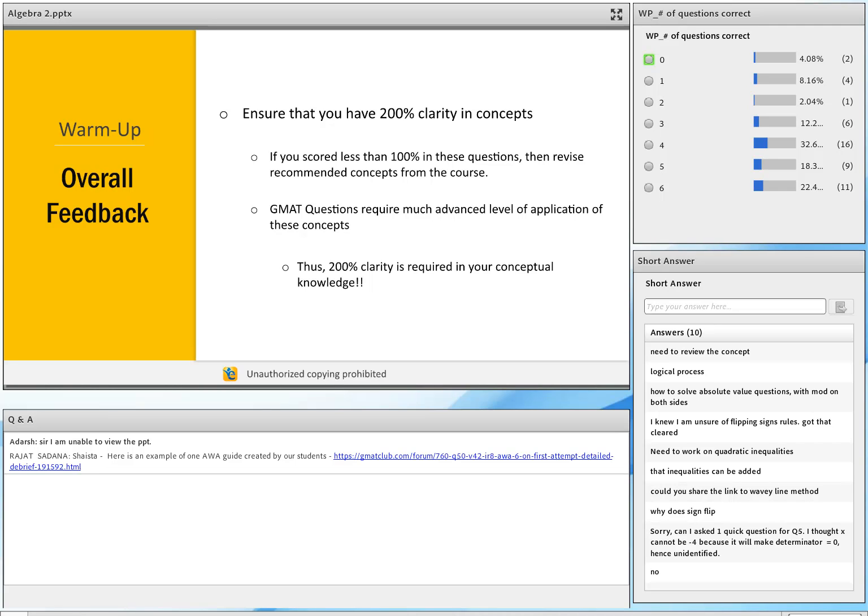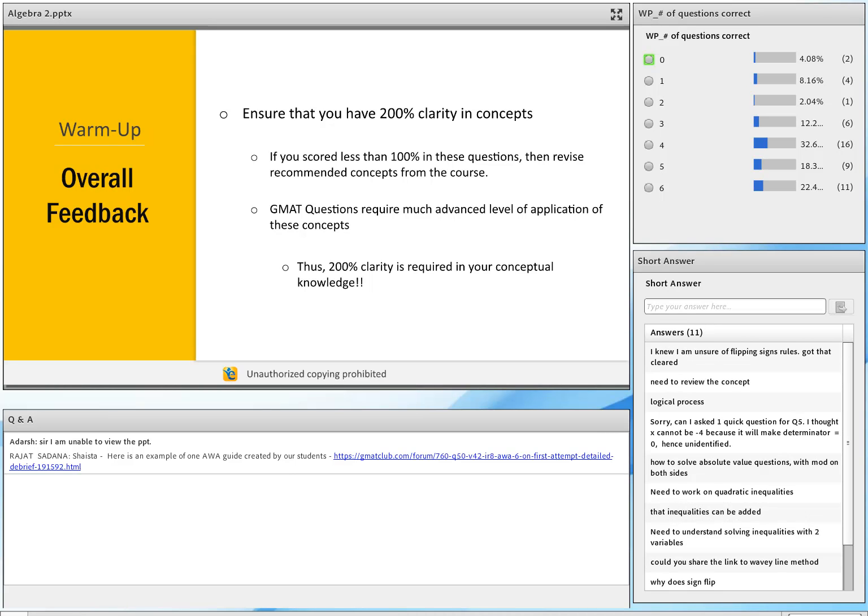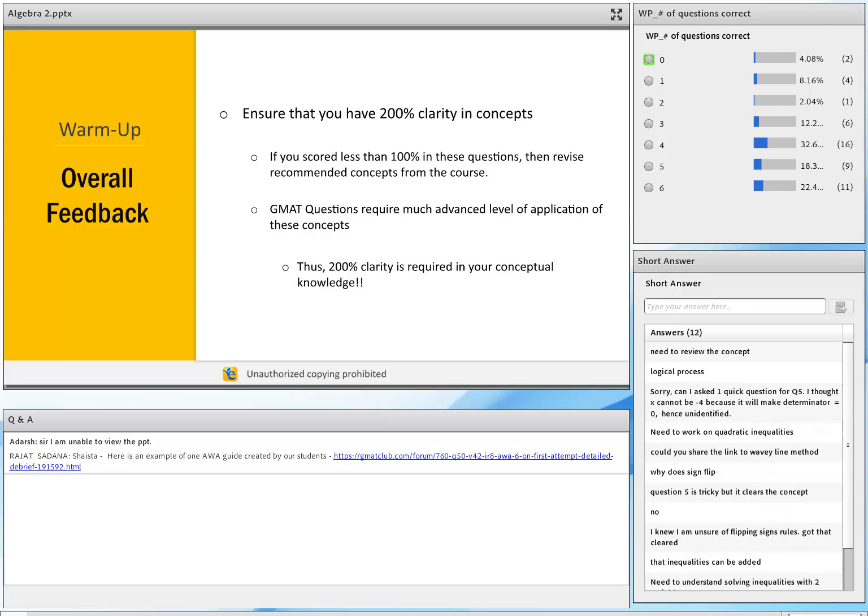There is a long question with regards to question number 5. Please put that question in the Q&A pod so that Ashutosh can answer. I know you're considering only x to be less than 4, but x can be less than minus 4 as well, such that it doesn't result in a 0 denominator. But again, put that question in the Q&A pod so that Ashutosh can respond in detail.